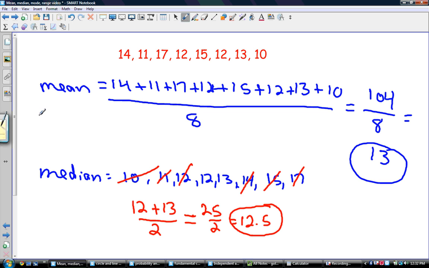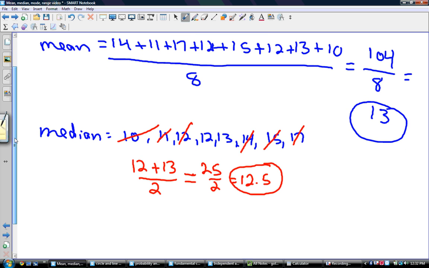Okay. Now let's try to find the mode. This again, this should be probably the easiest one. In order to find mode, I just need to figure out which one shows up the most.